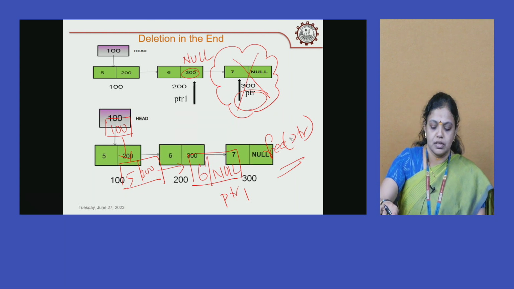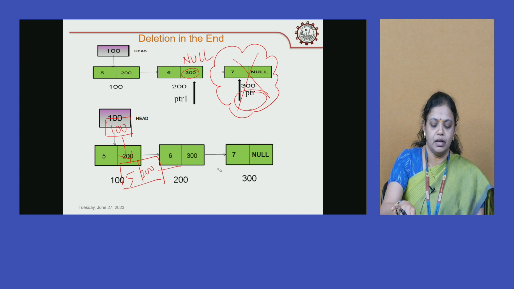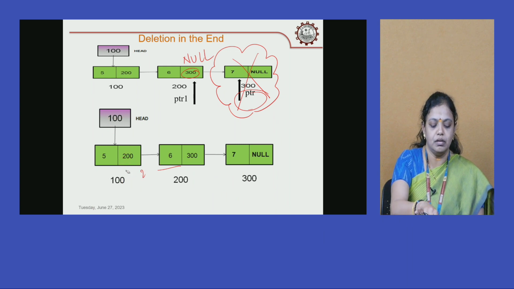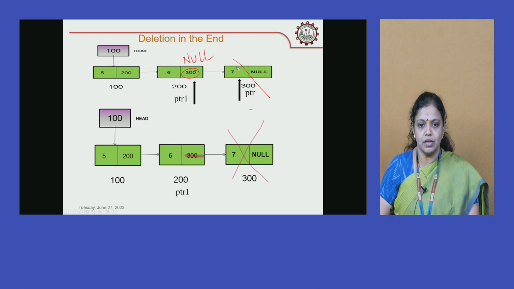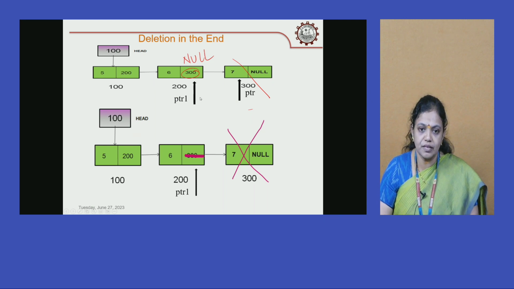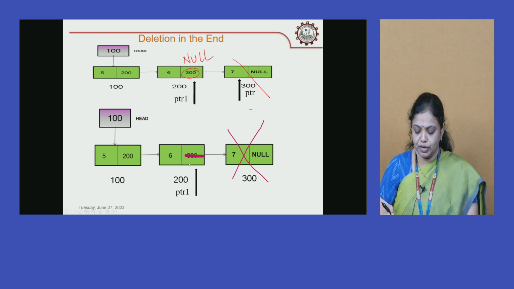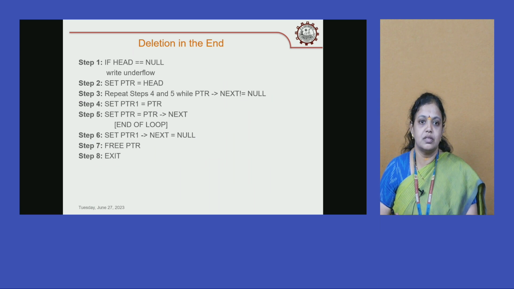So now if you could see this, I have already made the animation here. So once you see PTR1, what is happening here is, I have deleted this 7, and then PTR1 of next is equal to null. So this is the deletion algorithm.